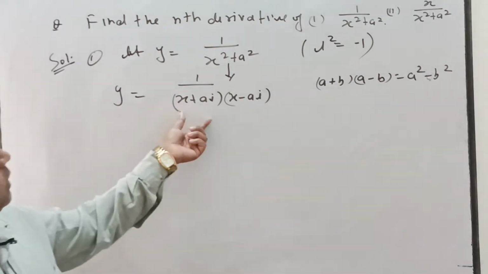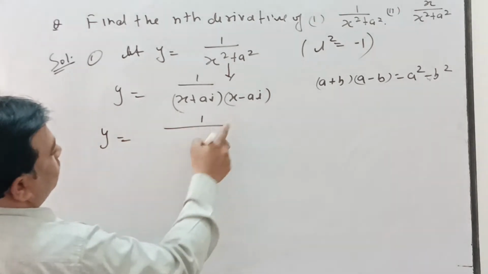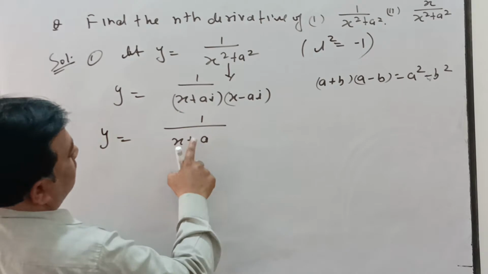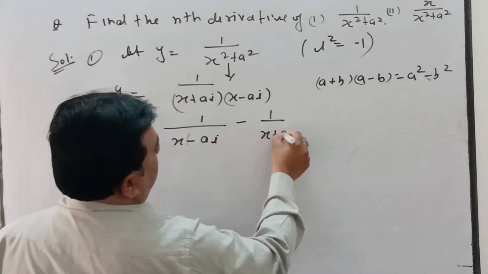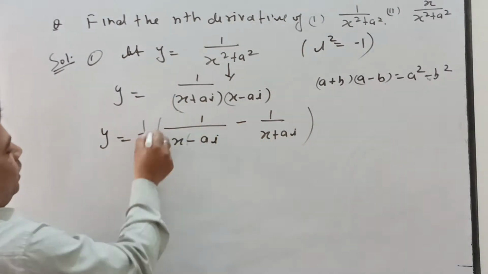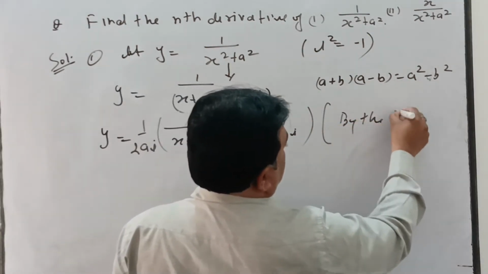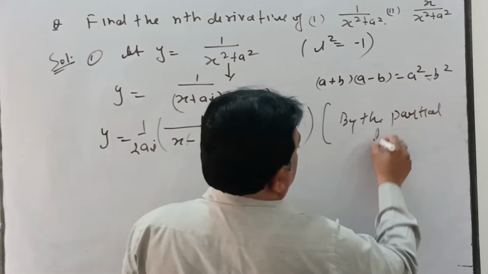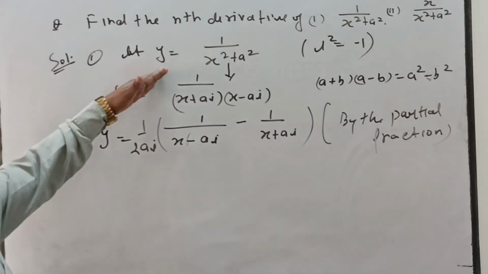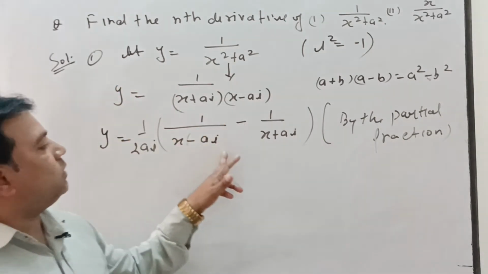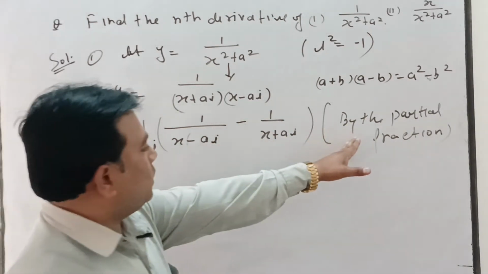After that we write the partial fractions. So y equal to 1 upon 2ai times (1 upon x minus ai minus 1 upon x plus ai), by partial fractions. We break this function into the form 1 upon x minus ai minus 1 upon x plus ai, with the factor 1 upon 2ai, by partial fractions.